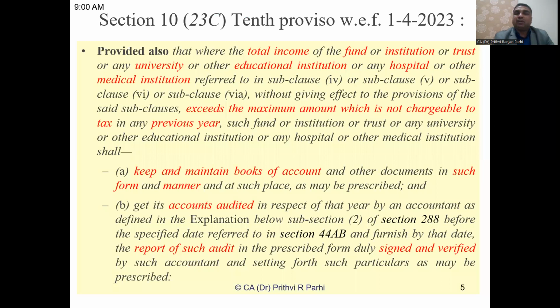Let me first show you Section 10(23C). You can read it, but briefly, in the case of these entities, if the total income exceeds the maximum amount which is not chargeable to income tax in any previous year, that means if there is some taxable income, they are required to keep and maintain books of account in such form and manner as may be prescribed. We will be discussing that. And not only do they have to keep books of account, these accounts are also required to be audited. Section 10(23C) is talking about this.